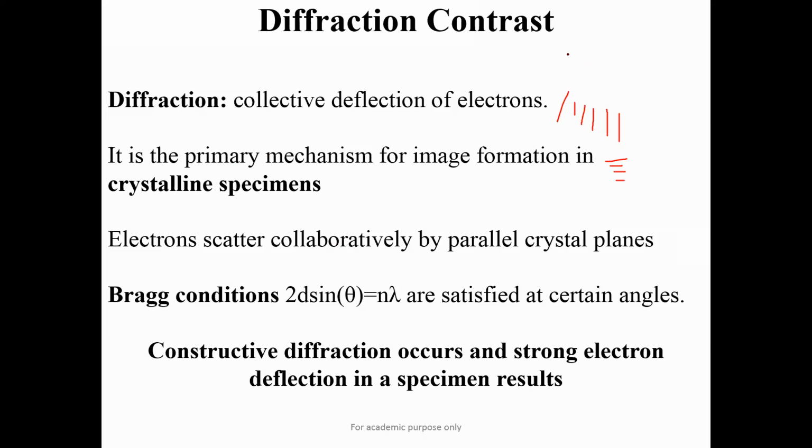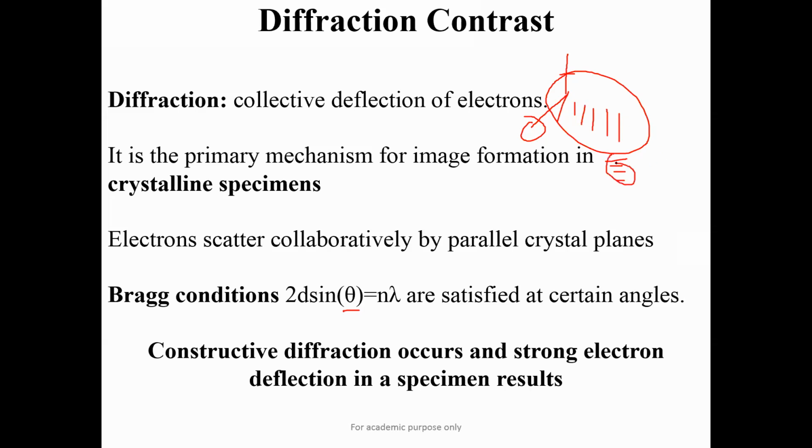Different sets of planes. So the electron will come. You know Bragg's law. At some angle theta, the Bragg equation will be satisfied and the electrons will get diffracted at a particular angle. So we will collect this information. If we collect these electrons, they will have information about the interplanar spacing of this region.